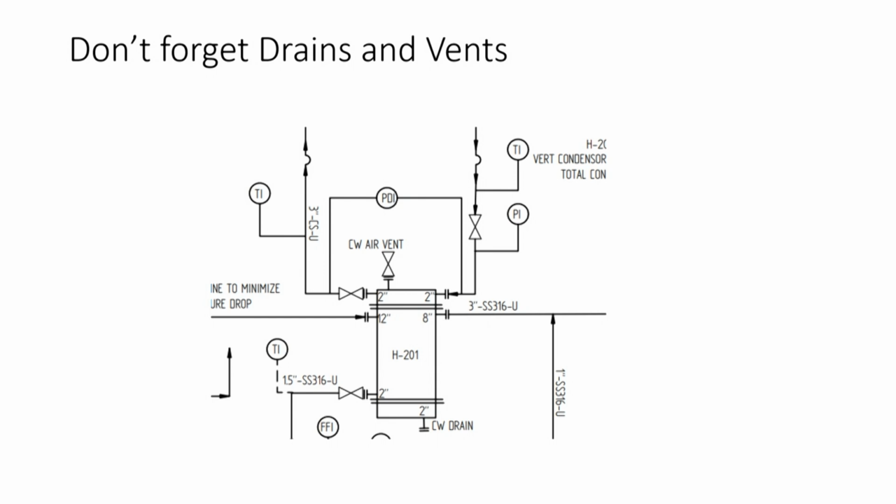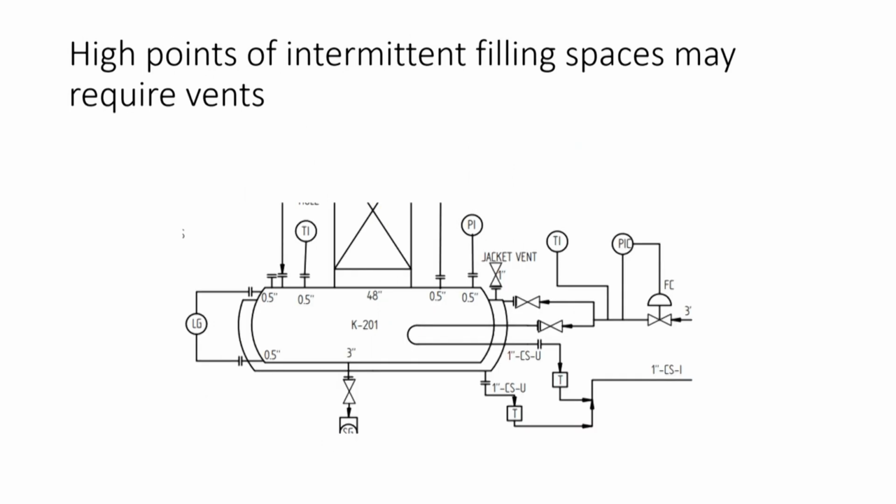Operability again, so drains, vents. When you do a P&ID, suppose it's a batch process and you're filling a heat exchanger with water. Now, where's the air going to go? So now you need a vent. So these are features for operability which should be there in a good plant design.